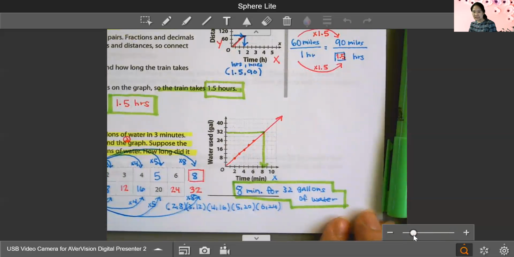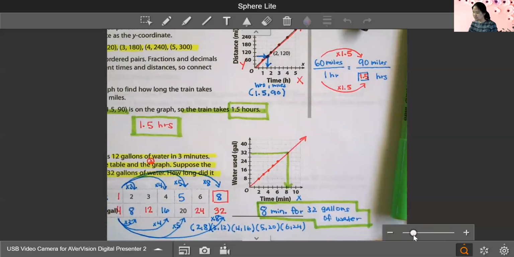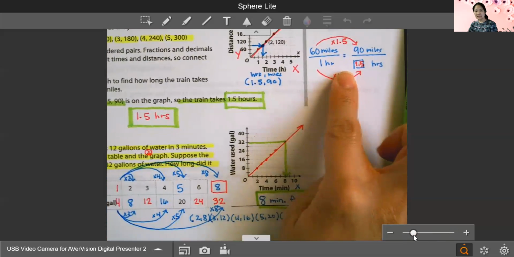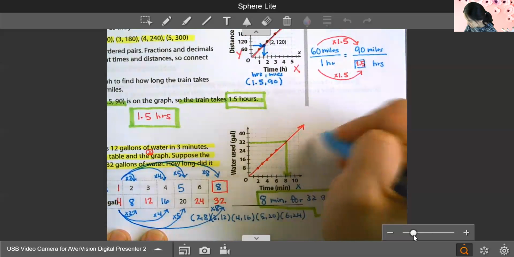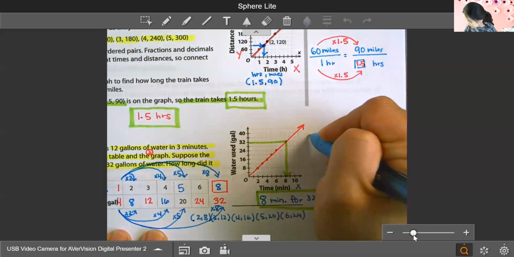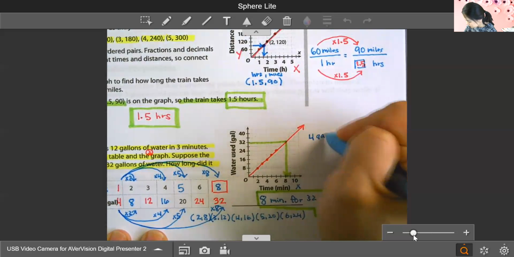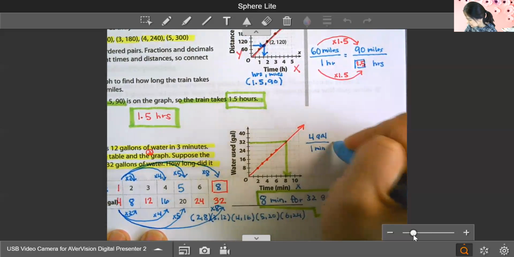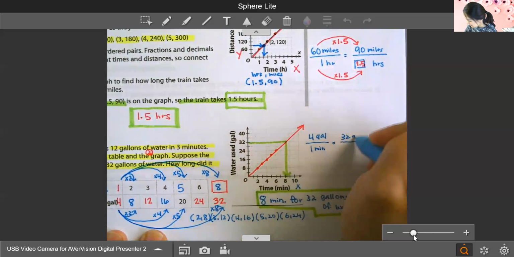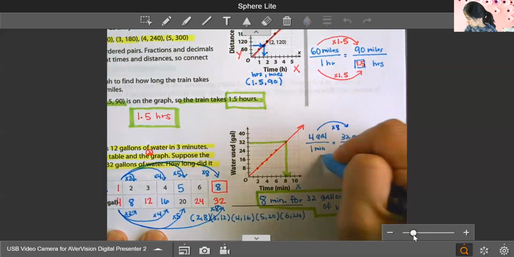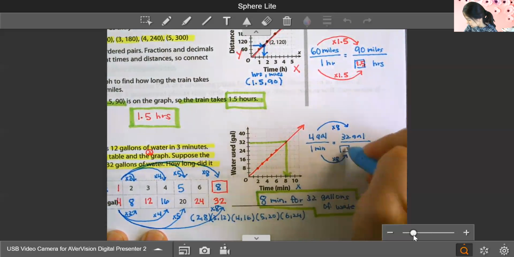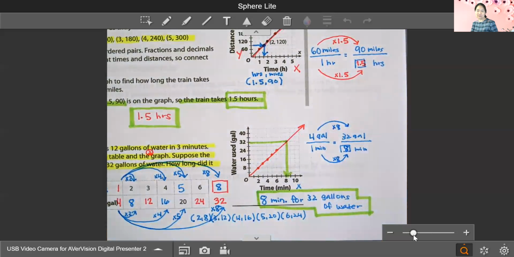My preferred method is to use a proportion, such as 4 gallons for 1 minute, set equal to 32 gallons for how many minutes? Then since 4 times 8 is 32, 1 times 8 would give you 8, like that. That's my preferred method. Okay, that's it.